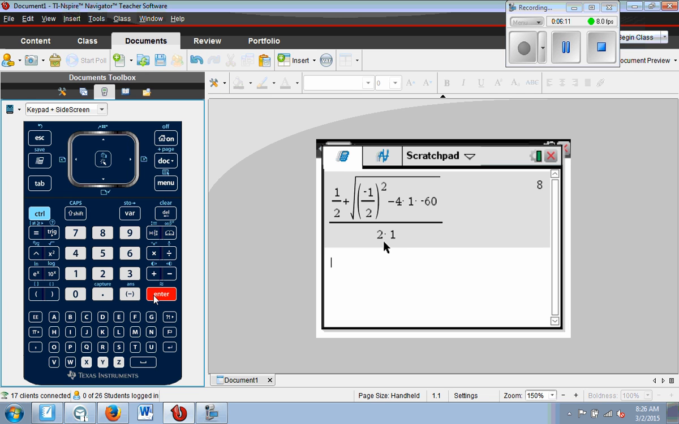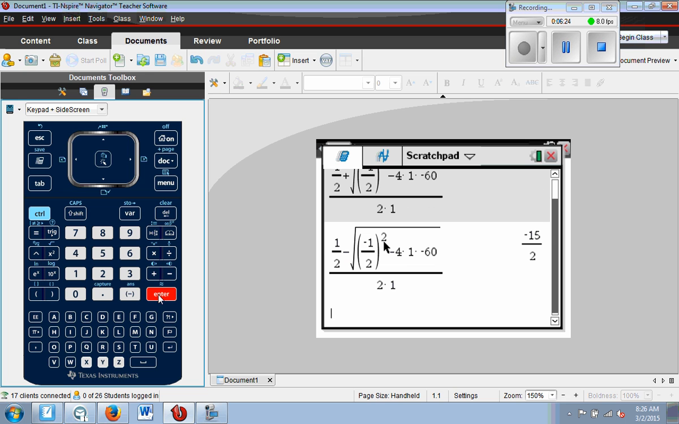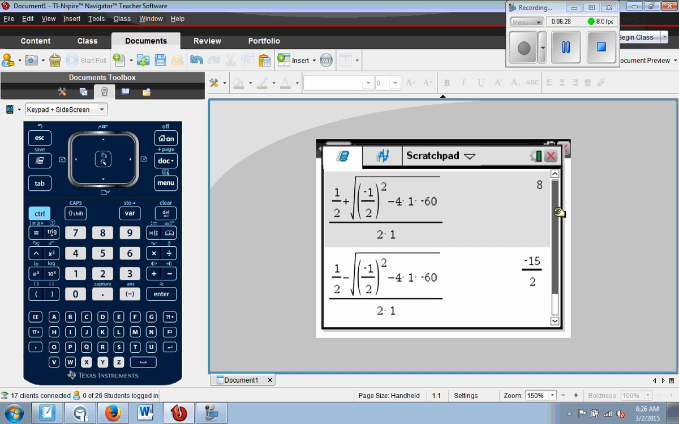So we get one answer of 8. Now if I want the second answer, I'm just going to highlight this, and this calculator will let me edit that, and we need to do the minus still. So I'm just going to change that to minus. And we get a second answer of negative 15/2, which is negative 7.5.